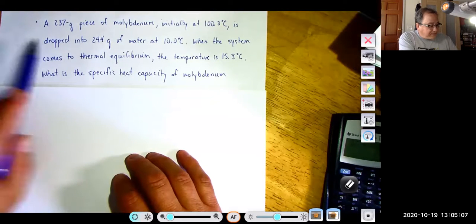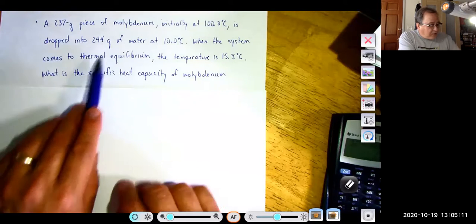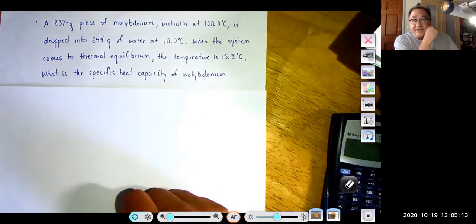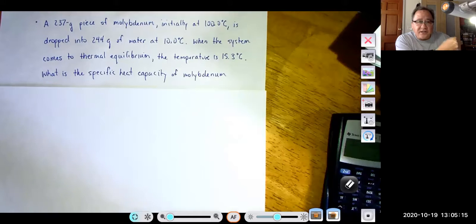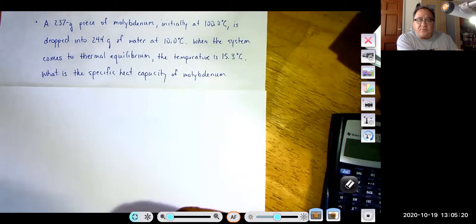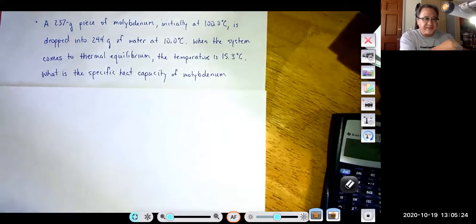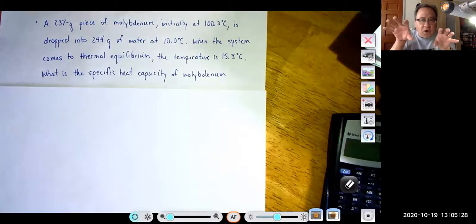So you weigh a piece of molybdenum, it's 237 grams, and you heat it to 100 degrees Celsius. Now, how do you heat an object to 100 degrees Celsius? And the answer is really simple. Put it in boiling water for a while. Water boils at 100 degrees Celsius. And if your molybdenum is colder than the boiling water, what will happen to the molybdenum? Heat will enter it. And that molybdenum will get hotter and hotter.